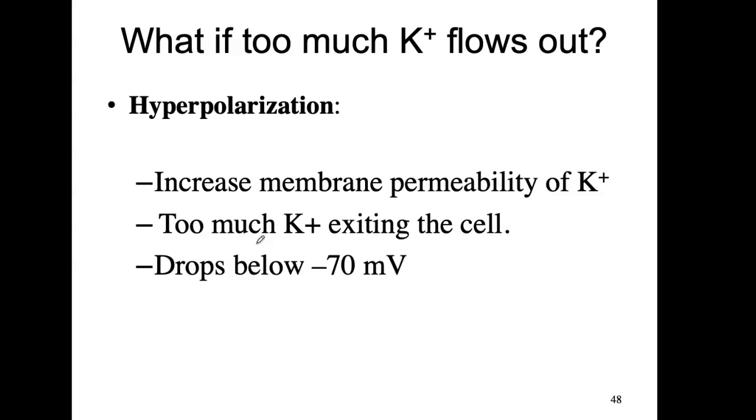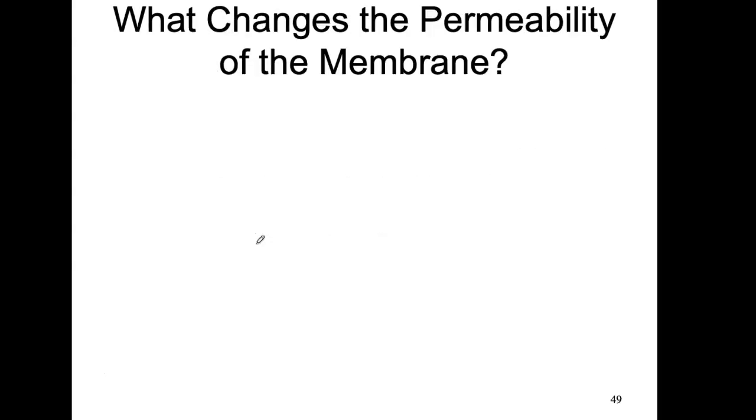What if too much of the potassium flows out? That's what we're going to call hyper. Hyper is too much. Hyperpolarization. That increase in permeability to potassium allows too much of it to escape the cell. So it drops below the negative 70 millivolts, maybe negative 80, maybe 90, until it comes back in again when more of the sodium comes in.